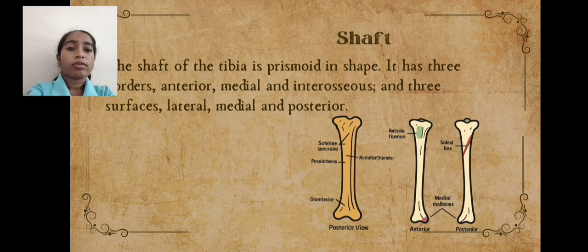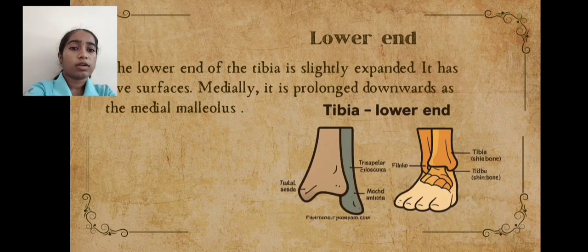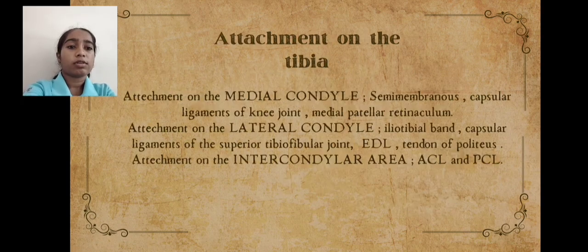Shaft. The shaft of the tibia is a prismoid in shape. It has three borders: anterior border, medial border, and interosseous border. And it also has three surfaces: lateral, medial, and posterior. Lower end. The lower end of the tibia is slightly expanded. It has five surfaces. Medially, it is prolonged downwards as the medial malleolus.